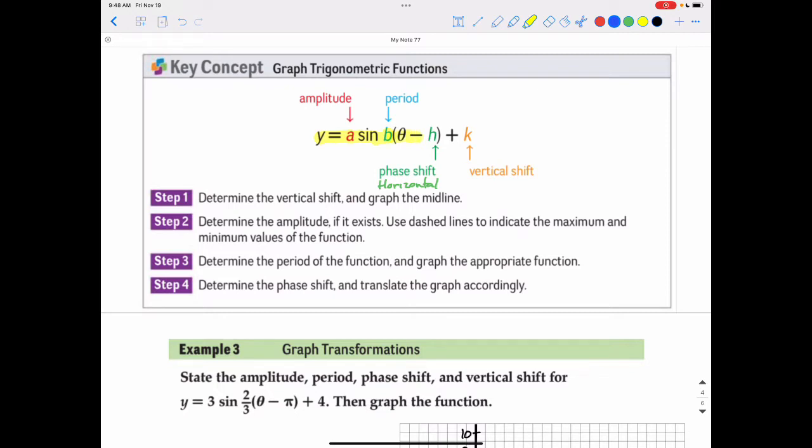Theta minus H. H represents the phase shift, which remember is the horizontal shift. It also feels backwards, so minus goes to the right and plus goes to the left. And then outside of the grouping symbols will be plus K, which represents the vertical shift. So any number in the K position moves the entire graph up or down.